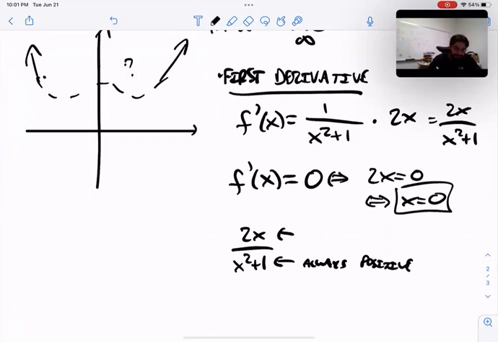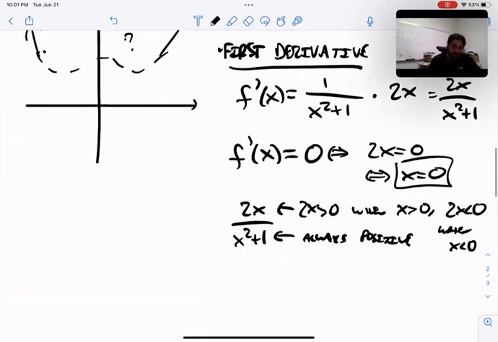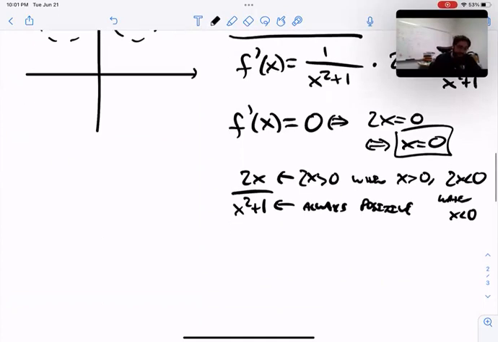This quantity is positive when x is positive, right? But it's negative when x is negative, right? So we just figured out the first derivative. And if you want, sometimes you sum up all that information in what's called a sign chart. It can be a useful way to compile that.